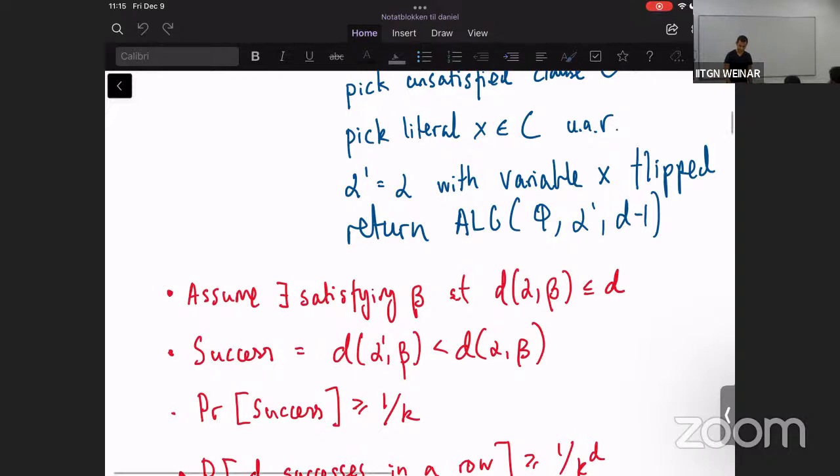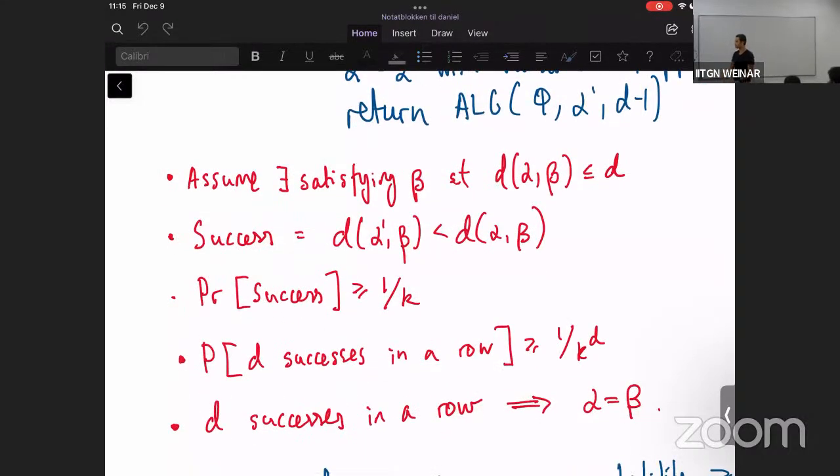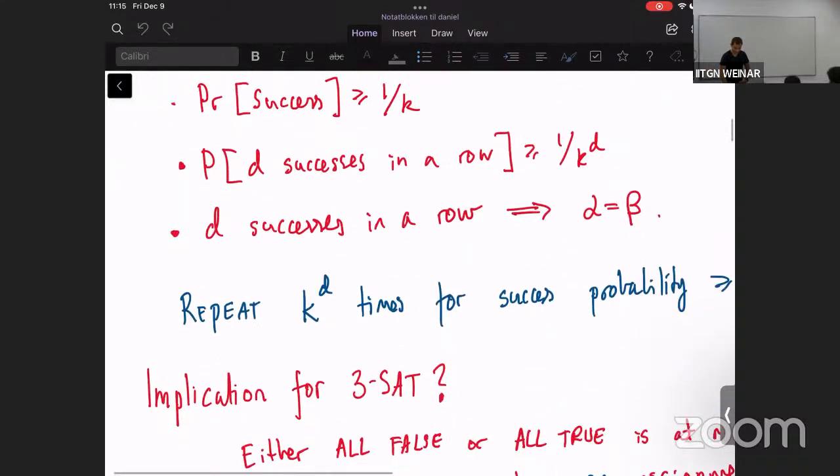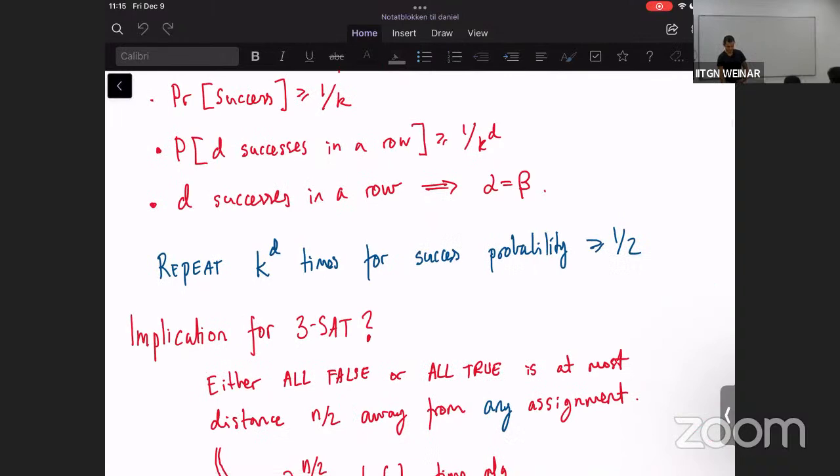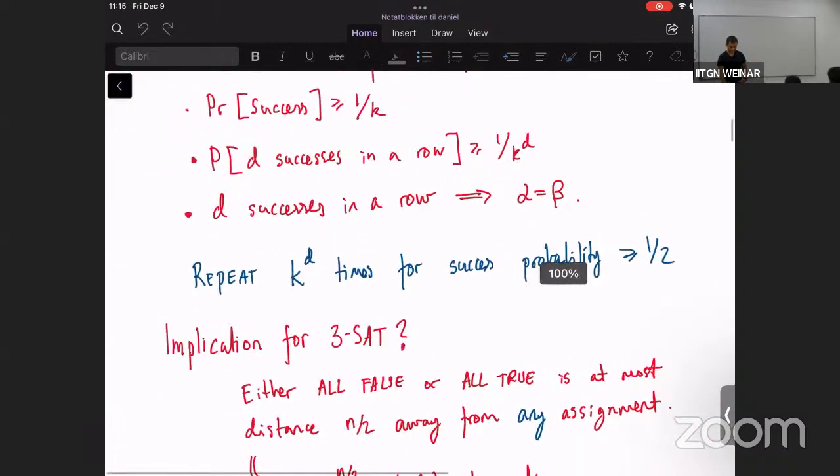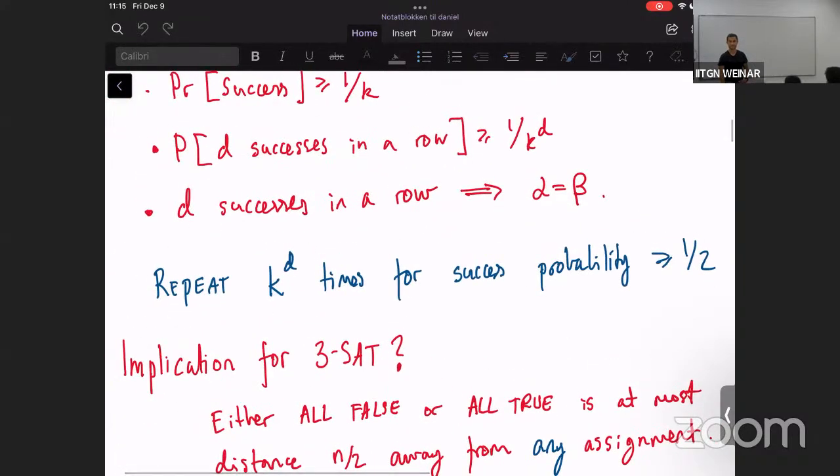And if you succeed k times in a row, then your current solution is equal to the satisfying assignment, and you would have found the satisfying assignment. Now you can repeat this k to the d times to get success probability 1/2, meaning that you get a k to the d time algorithm.